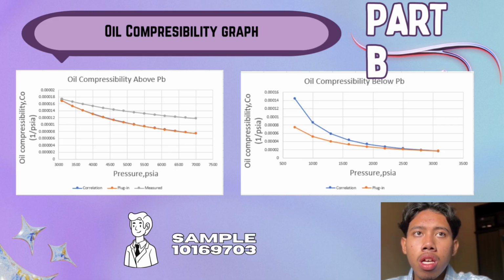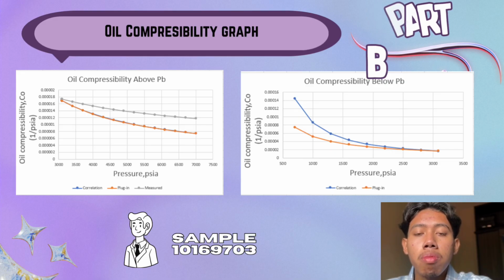And same goes for the below bubble point, there is no measured data of oil compressibility that has been recorded. We only have the correlation and plug-in data. So the observation is still the same. Compressibility increases significantly as pressure decreases below bubble point.